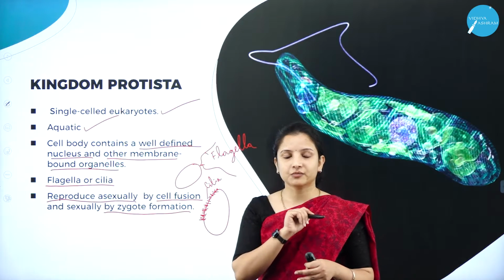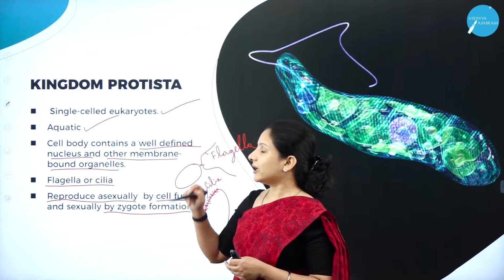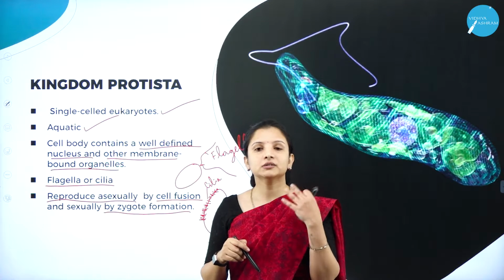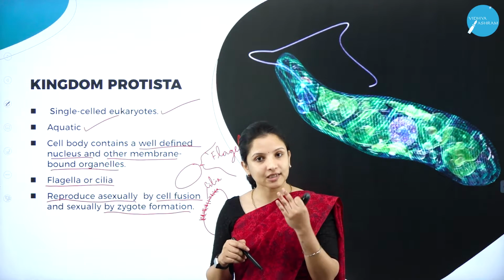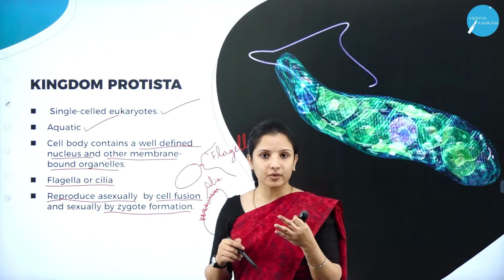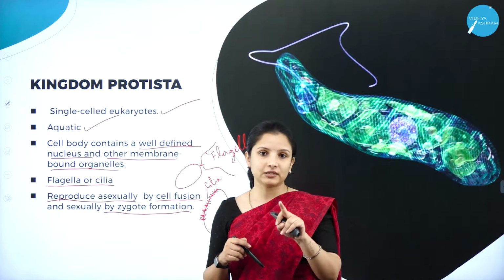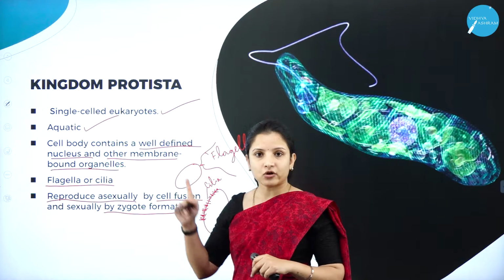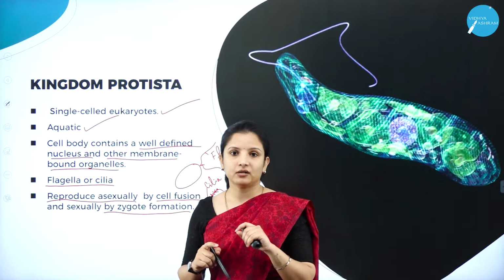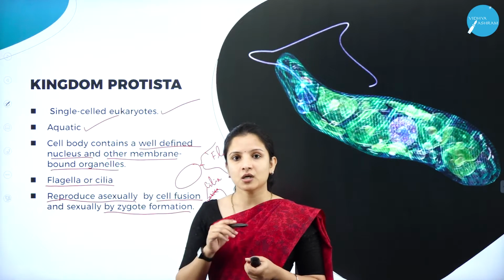Now you can ask me, why can't they put them under Animalia? Because they reproduce sexually by zygote formation. But again, animals are multicellular, whereas these organisms are unicellular. That is why it is put under Protista.